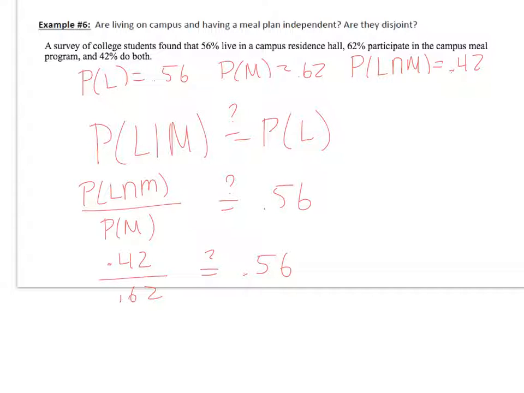All right, I get 0.677 for the left-hand side, and that's not equal to 0.56. Nope. So it does not look like these are independent. And if you look back at the beginning of our notes, that was what we had hypothesized, and we had actually shown using P of L times P of M to see if it equaled P of L intersect M. It didn't work there. Here's just another verification that, in fact, meal plan and living on campus are not independent of each other. You're just more likely to have the meal plan if you live on campus. It only makes sense.